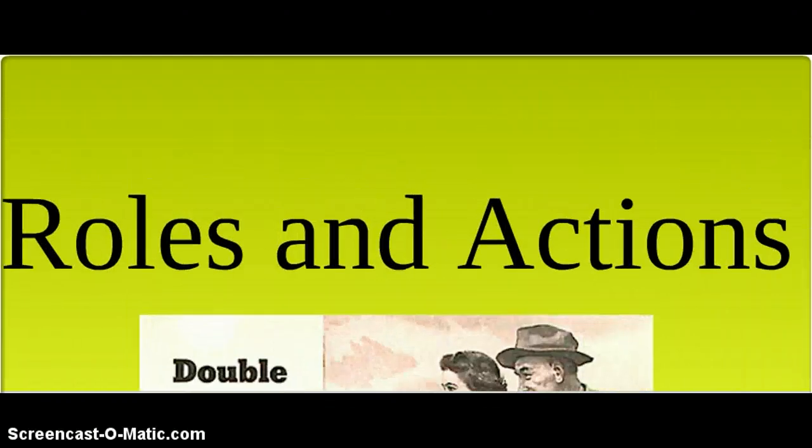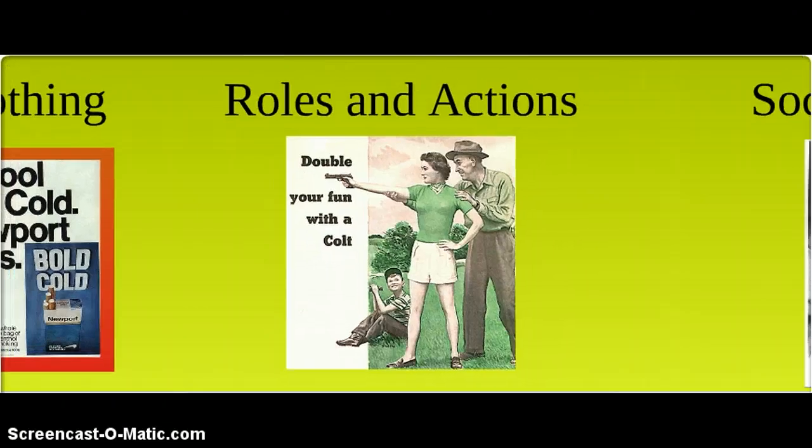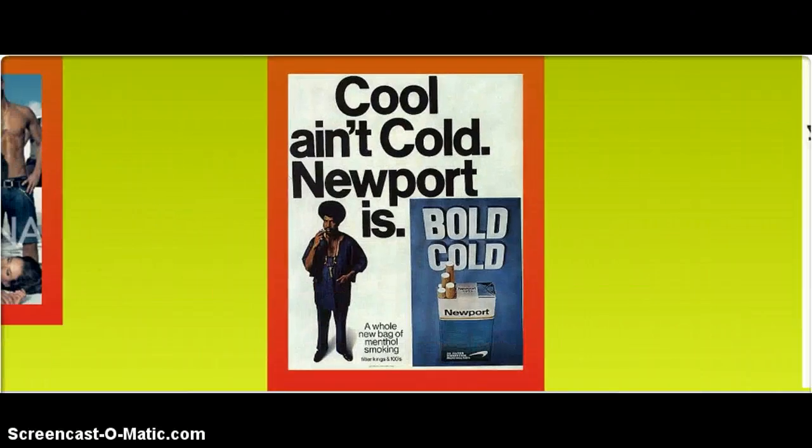Also look at the roles and actions being portrayed. Create the story behind the image. Is it traditional or non-traditional? Look at the clothing and the props that are included in the image. What cultural and social significance do the clothing, hairstyles, facial expressions, and gestures have?